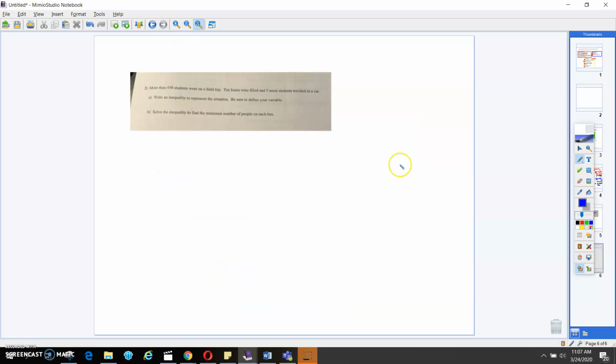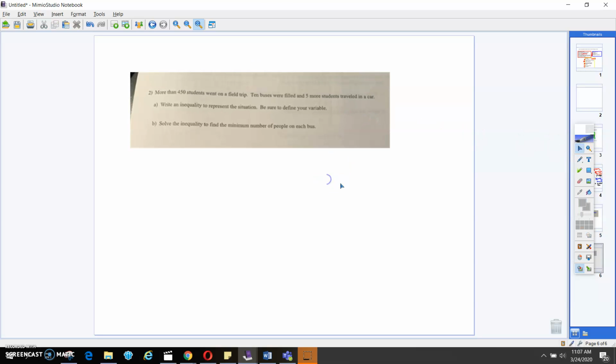All right, on number 2, cannot see. Blame my dog. Number 2: more than 450 students went on a field trip. 10 buses were filled and 5 more students traveled in a car. Write an inequality to represent the situation. Be sure to define your variable. All right, more than 450 students, so bigger than 450 students.